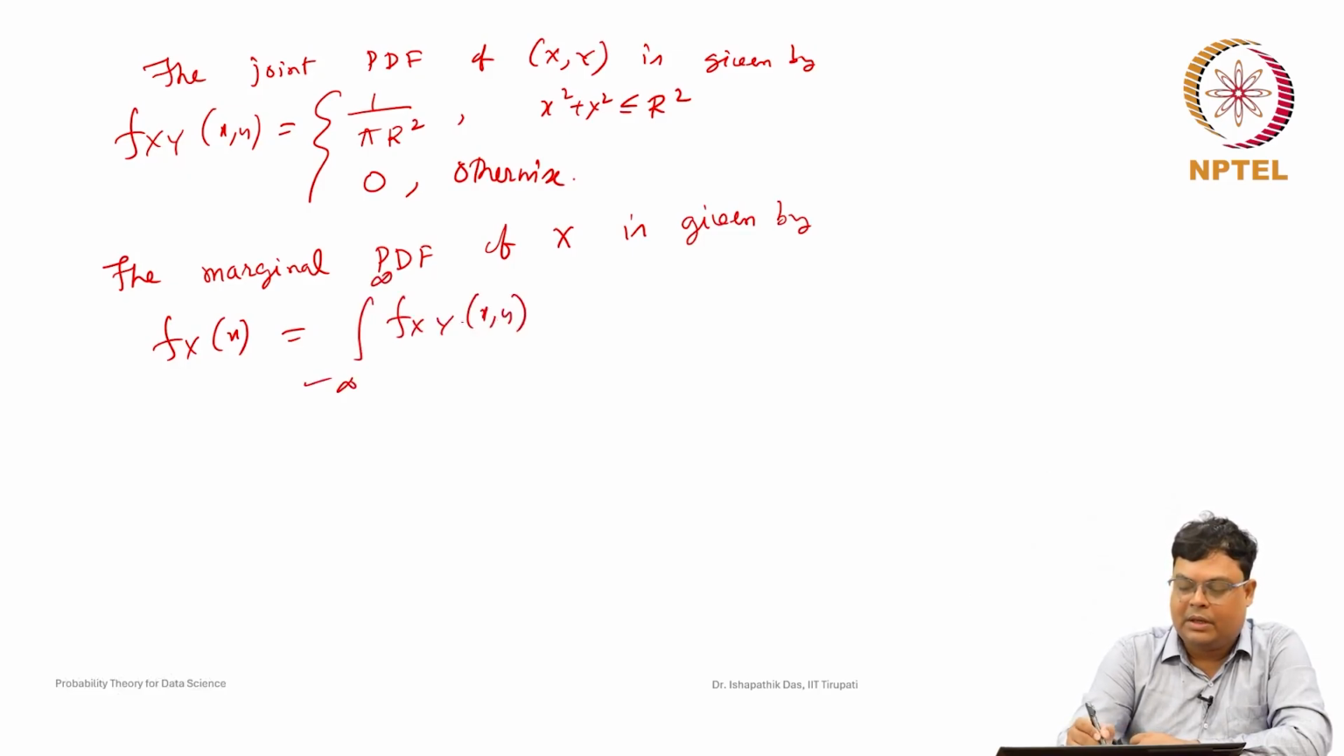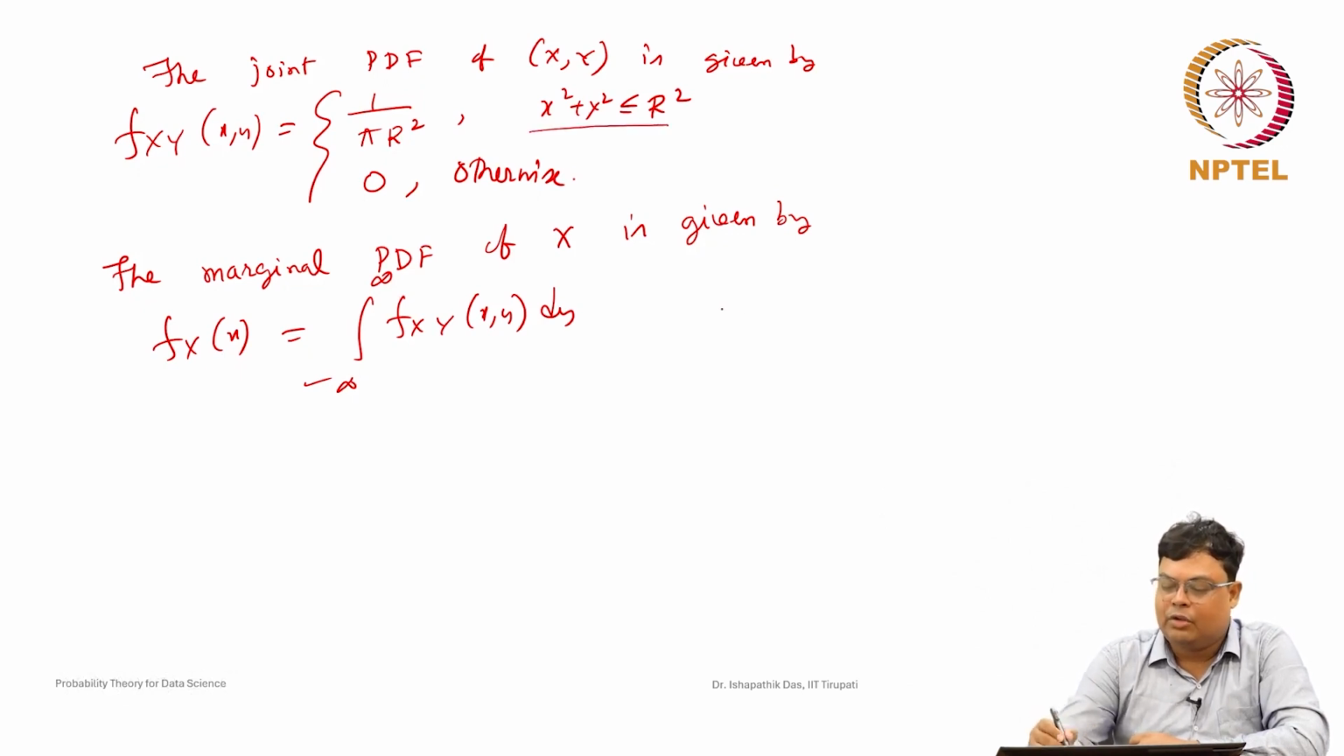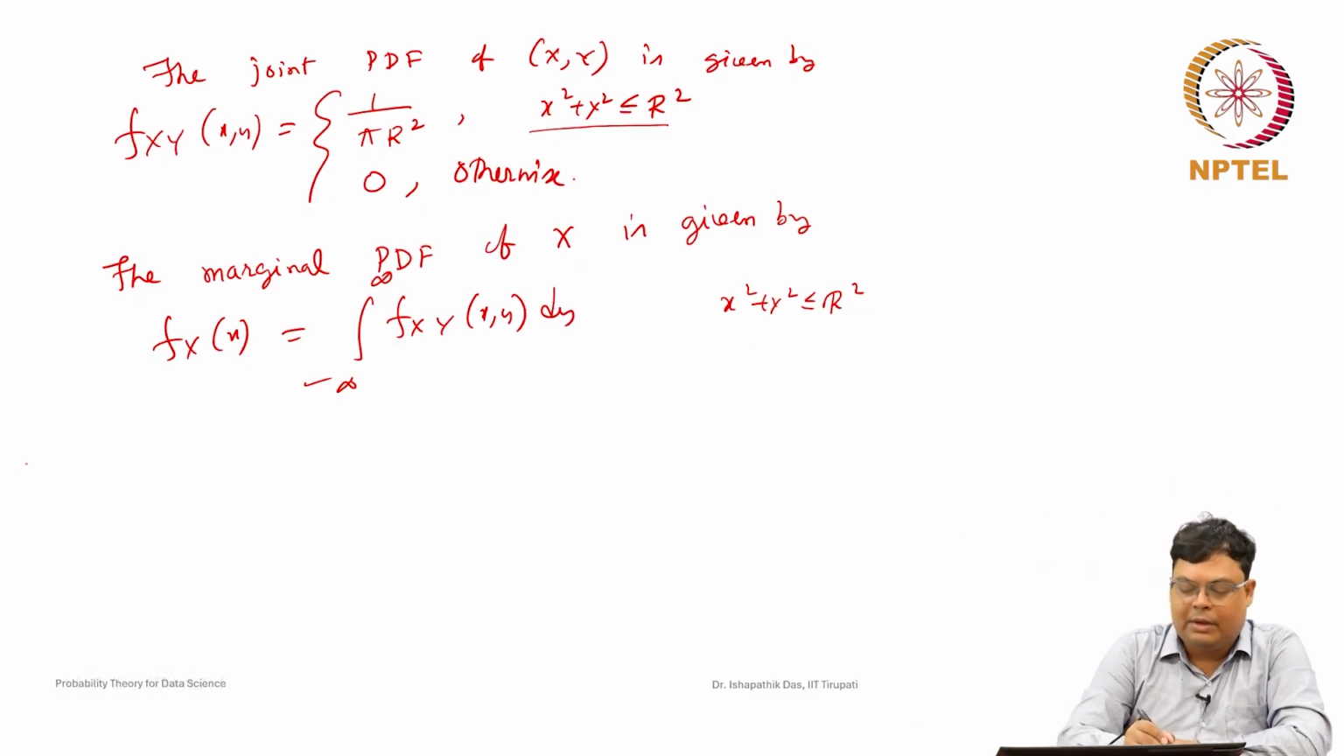By definition this is the integral from minus infinity to plus infinity. You have to remember to take the integration over the other variable, dy. Now, for a fixed x, we need to know the limits over which this density function will be non-zero. It is non-zero whenever x square plus y square is less than or equal to r square. So for a particular x, the possible values are a minimum of minus r and a maximum of plus r. Only then is it non-zero, otherwise it is 0.